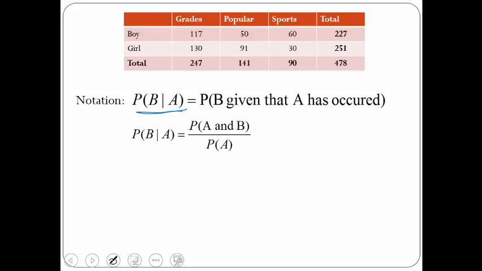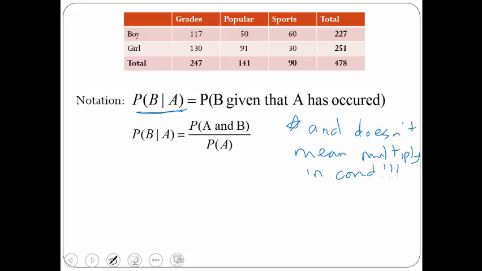And the formula for us will be the probability of A and B over the probability of A, right? So here it's important to note, and doesn't mean multiply here. Typically, what we're going to end up with is a chart or somewhere within the context of the problem. Let me finish this before I forget my thought here. All right, and doesn't mean multiply in a conditional setting. I'll put a bunch of exclamation points.